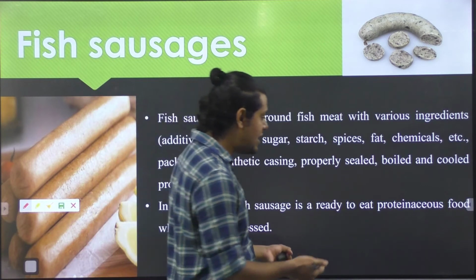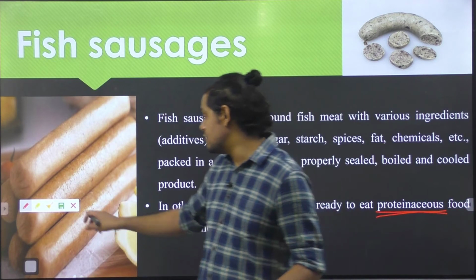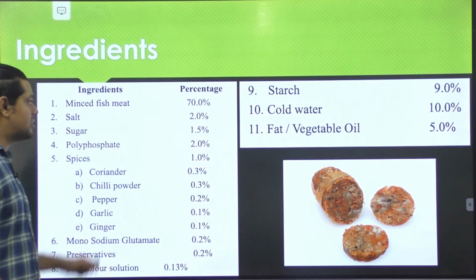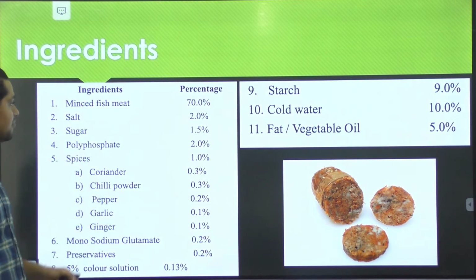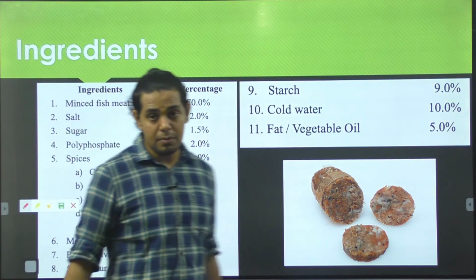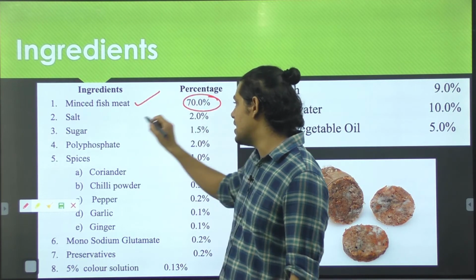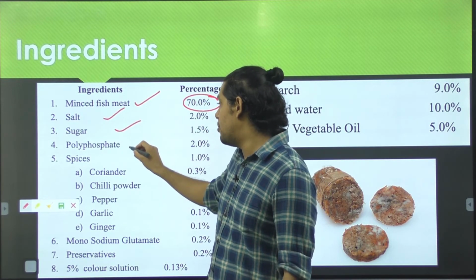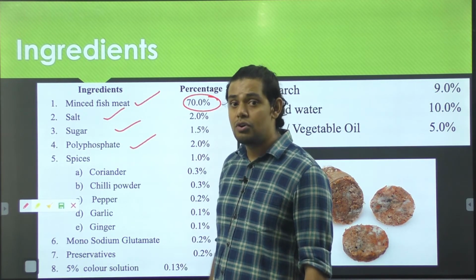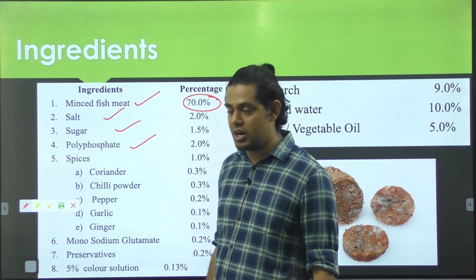As we are already aware, fish is rich in protein and therefore it is a proteinaceous food for the consumer. Herein I have given you the ingredients which are required for the preparation of the fish sausage. The ingredients chiefly required for this product include the minced meat, up to 70%, and the salt, sugar, polyphosphates. Polyphosphates are one of the important permitted additives for flavor enhancement in case of most meat as well as fish products.